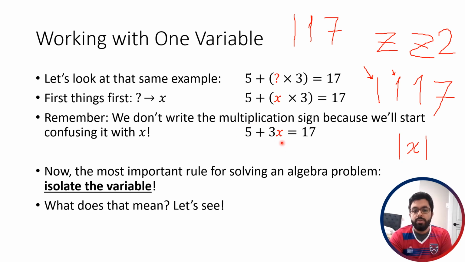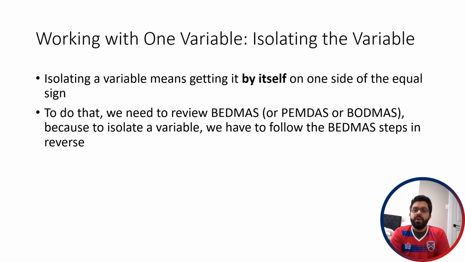We've got 5 plus 3x is equal to 17. So 5 plus 3 times something is equal to 17. Now the most important rule, maybe you could call it a rule, you could call it a process for solving an algebra problem, is isolate the variable. What does that mean? So isolating a variable means getting it by itself on one side of the equal sign.